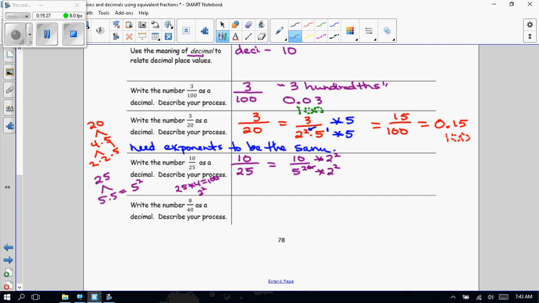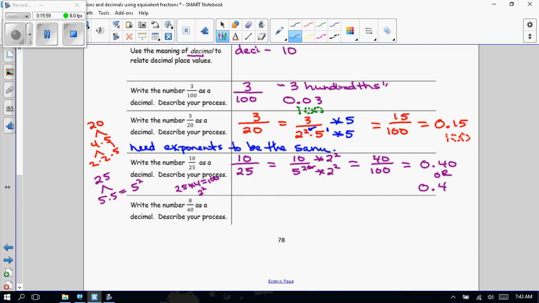All right, so let's come over here. Let's do some magic. 10 times 4 is 40. And 25 times 4 is 100. Okay, and so then I can rewrite this, and I end up getting 0.40. Or you don't have to have that extra 0 on the back. You could have said 0.4. That would have been acceptable as well.